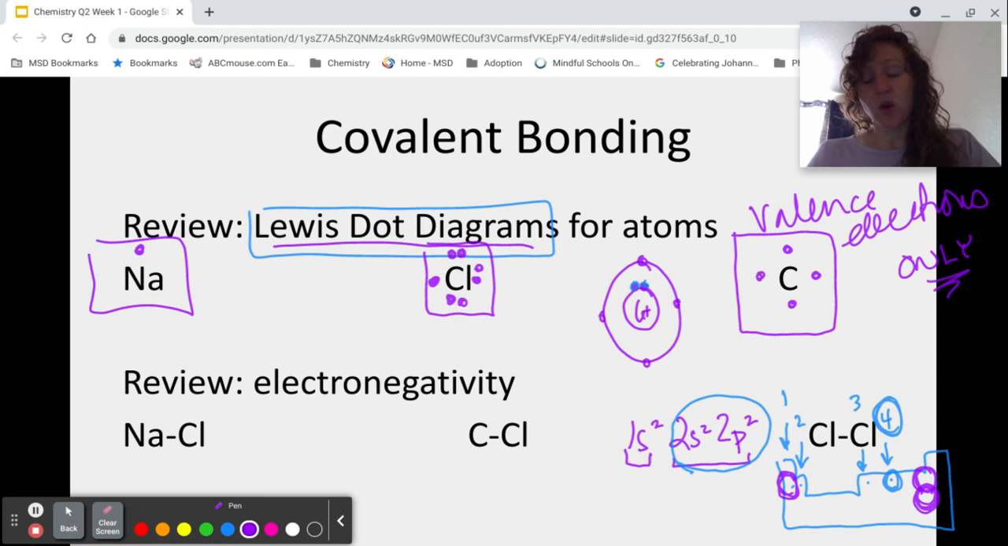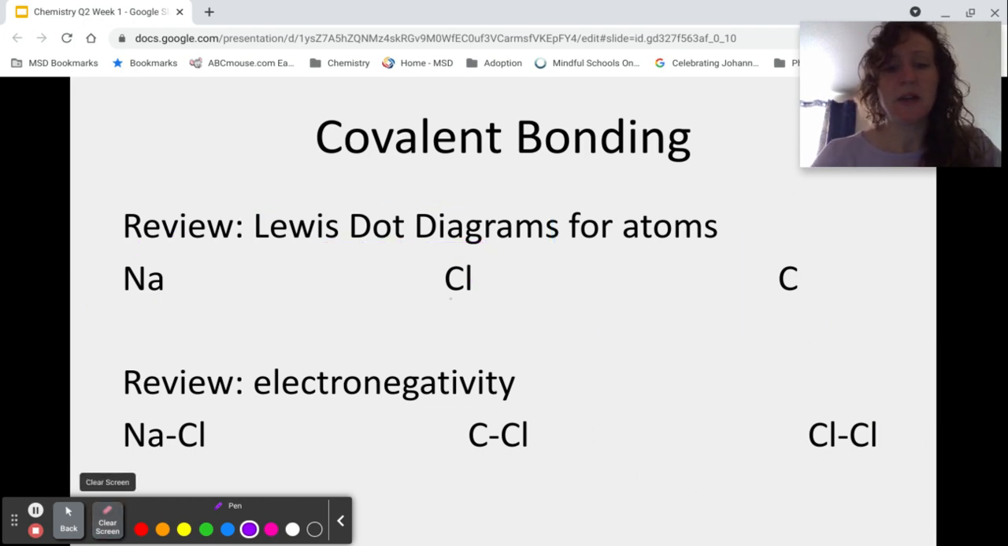All right, so we talked about that before. We've practiced that before. That is Lewis dot diagrams for atoms. Now we're going to build on that moving forward with covalent bonding in just a minute. So put that in your back pocket and let's talk about electronegativity.